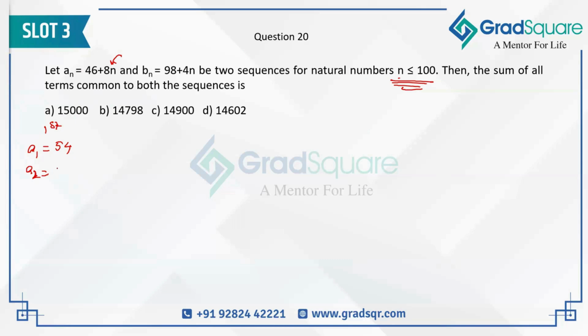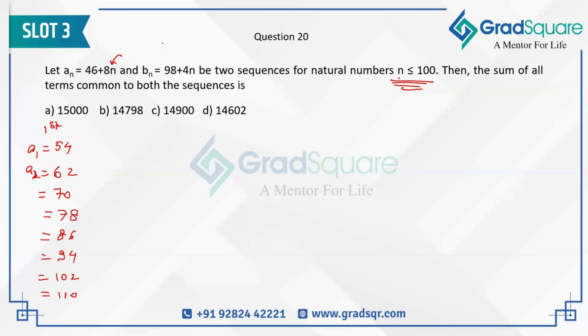Another 8 is getting added to this, so this is going to be 62. Then the next term is going to be 70, then 78. Why am I writing more terms? Because I want to figure out the first common term. You can figure it out by other ways also, but if the series are very straightforward, then it's better to write the first few terms. So this is going to be 86, 94, 102, 110, and so on and so forth.